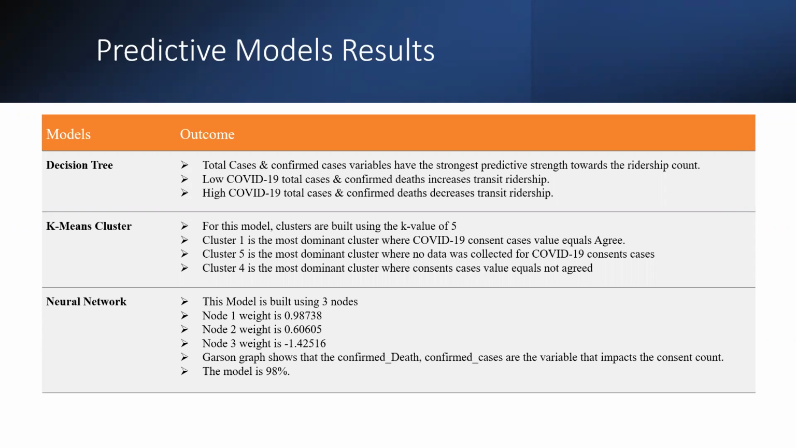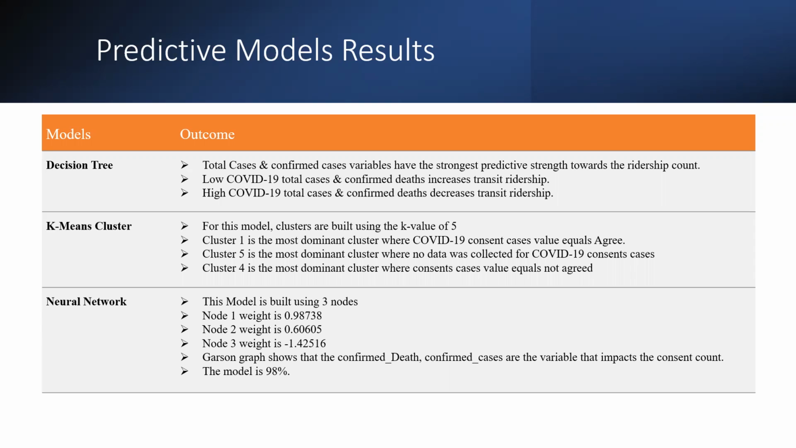In the decision tree, the outcome shows that total cases and confirmed cases variables have the strongest predictive strength towards predicting the ridership count, which was what my visualization also found. Based on the result, low COVID-19 total cases and confirmed deaths would increase transit ridership, and high COVID-19 cases and confirmed deaths would decrease transit ridership.